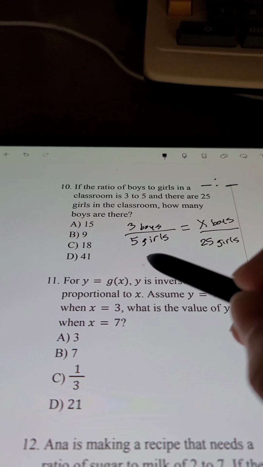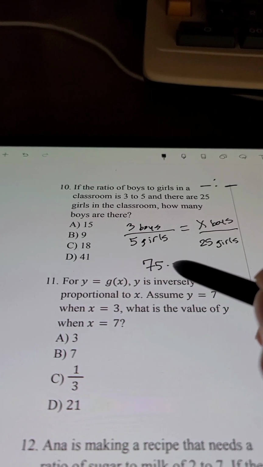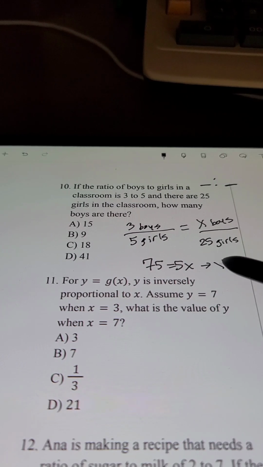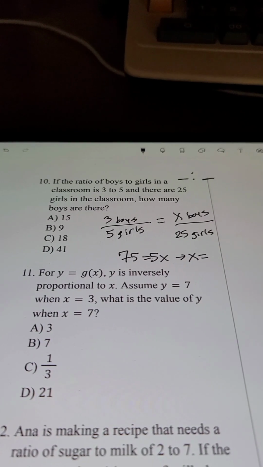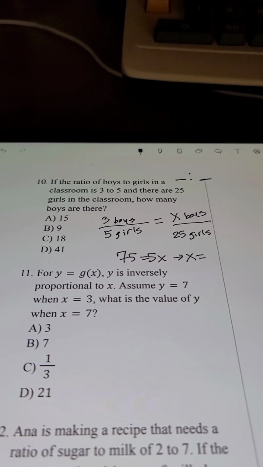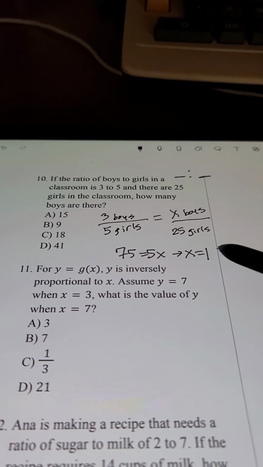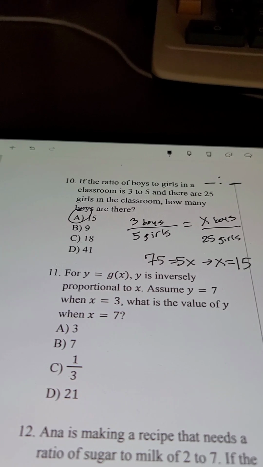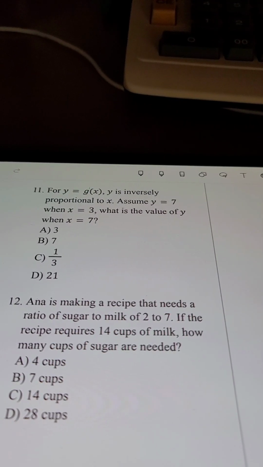So 3 times 25 is going to be 75. 5 times X is going to be 5X. Now I'm going to divide by 5 on each side to get X completely by itself. And when I do that, I'm going to get that X is equal to 15. So there's 15 boys, A. Okay, pause to read if you haven't already.